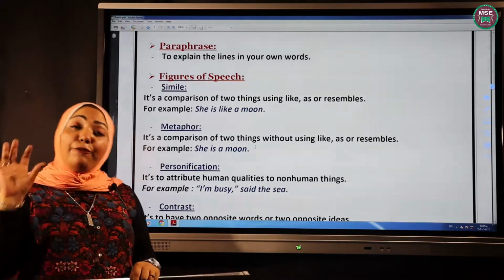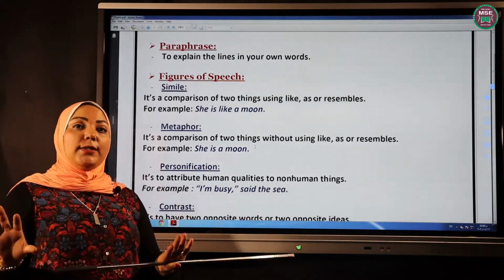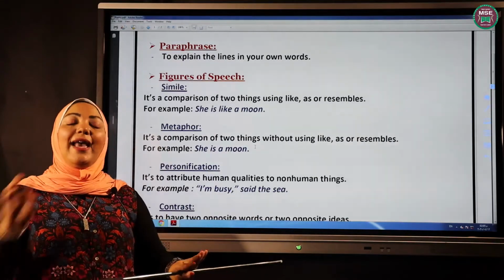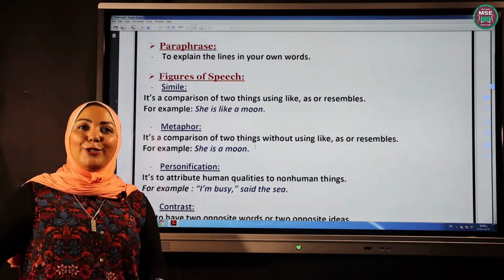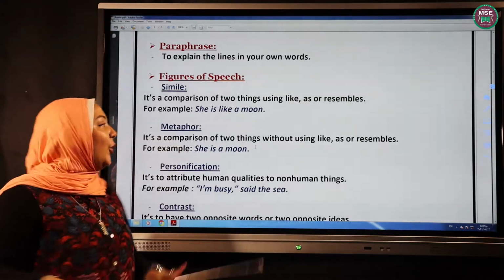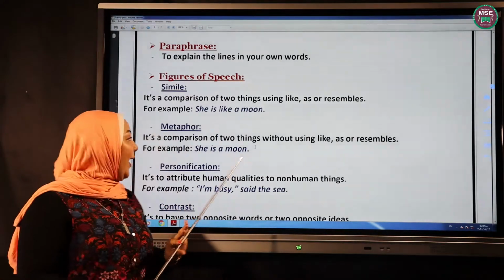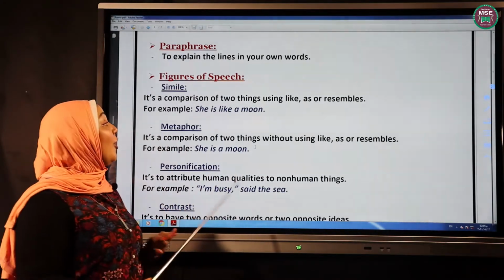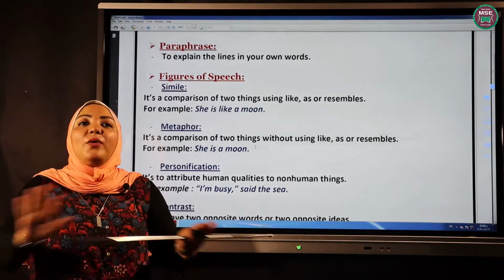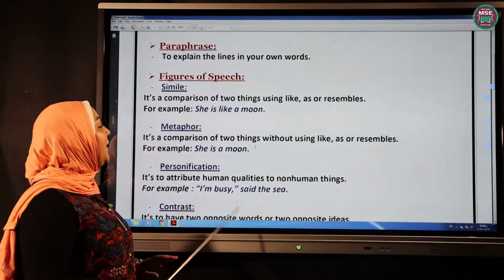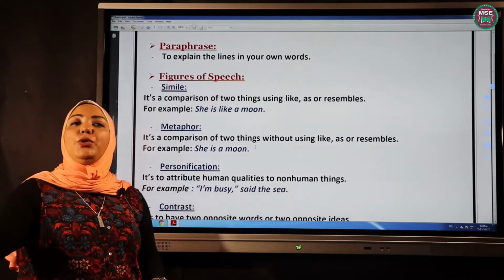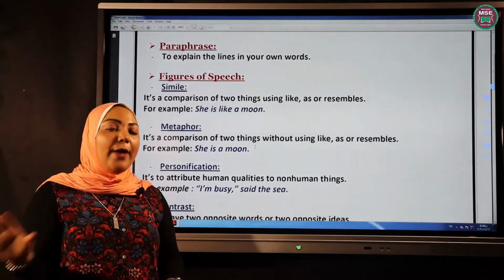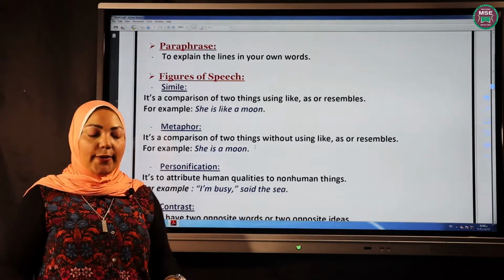Then, if we want to compare two things, but without using as or like or resembles, what can we call this? We call it metaphor. Okay, so a metaphor is a comparison of two things without as. So here I can simply say, she is a moon. I compare this girl to a moon without the word as or like.